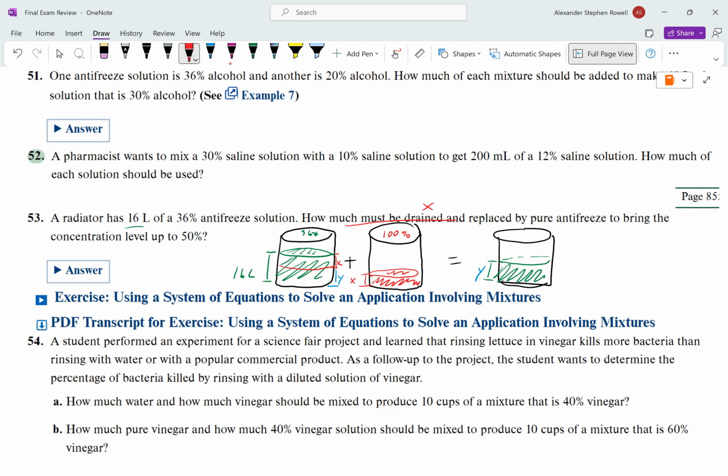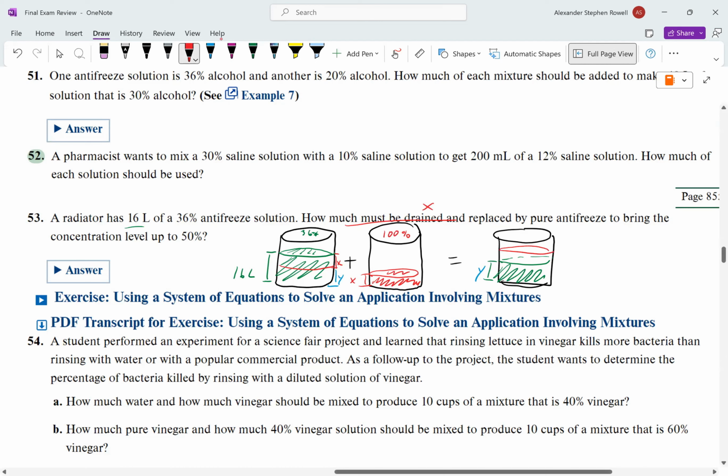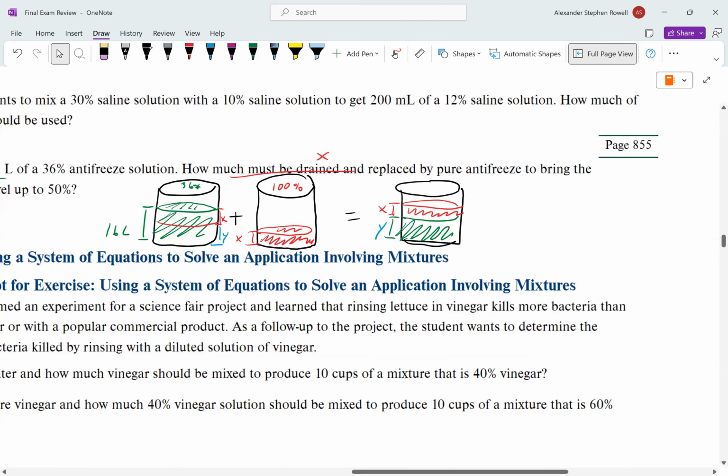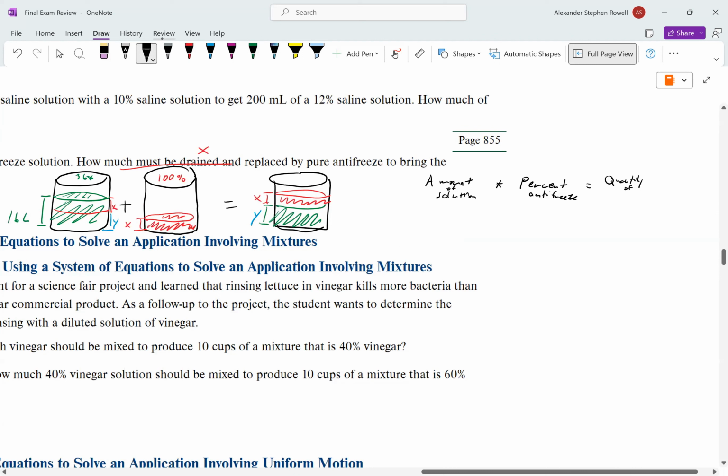After I drain some unknown amount, I'm left with y plus some x amount here of pure antifreeze. So this is pictorially what's going on, just so that we can interpret and understand it. But we have some amount of solution times the percent antifreeze equals the quantity of pure antifreeze.